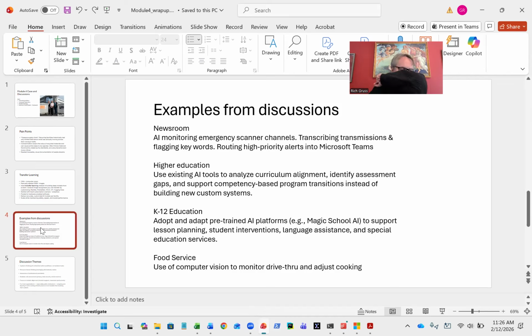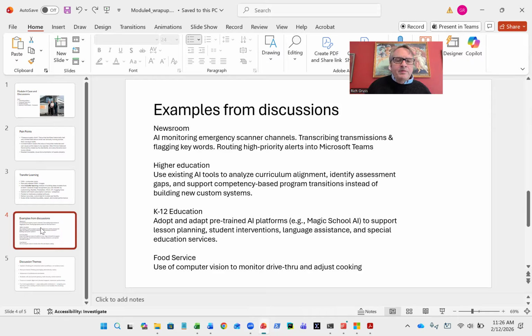So in the discussions this week, there were a lot of people with some really interesting ideas about computer vision in general, and also about transfer learning. For example, this idea of using AI to monitor emergency scanner channels. Processing audio is something that a recurrent neural network or transformer does very well. Then taking these transmissions and using natural language processing to flag important key terms, and pushing that information over to Microsoft Teams, where a human gets involved and can start reading this and maybe determine what are important things to investigate.